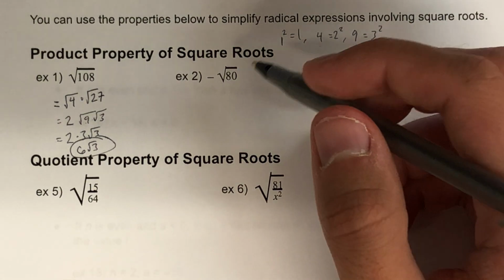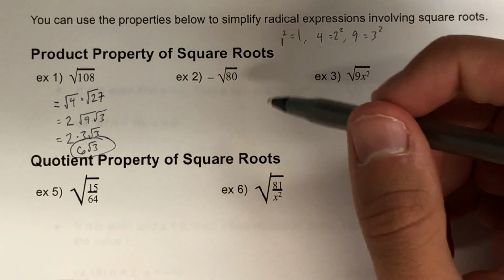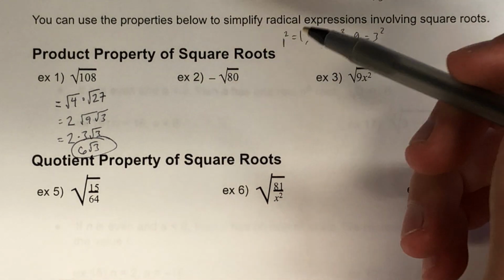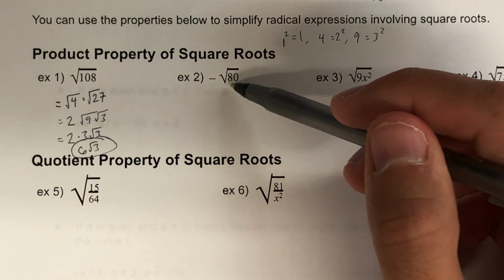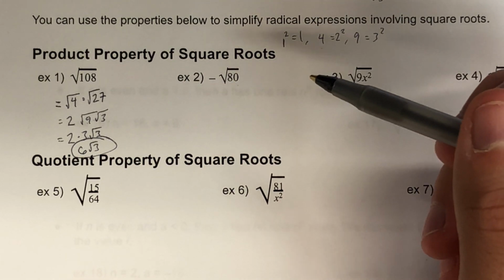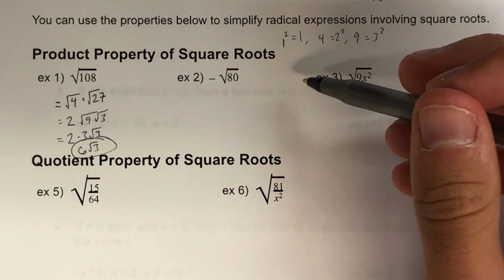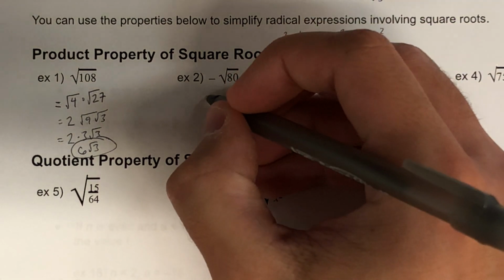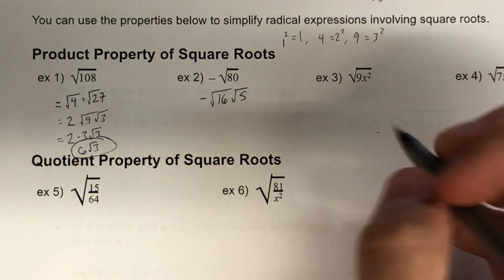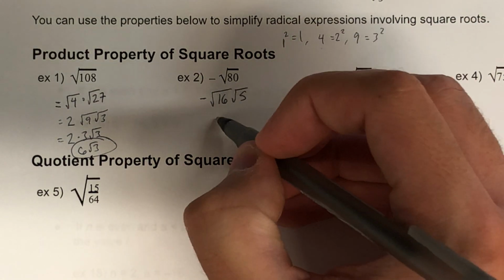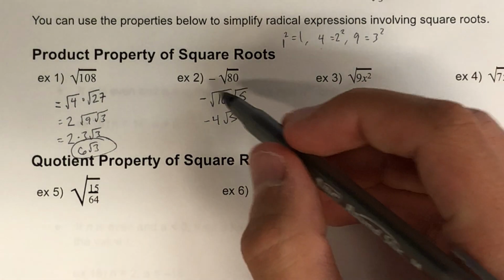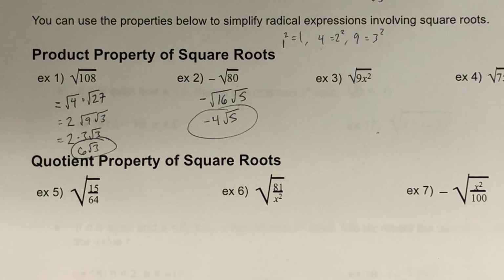Let's look at number 2. Again, we're looking for those perfect squares. If you can start with the largest possible perfect square, that'll reduce the number of steps. I'm noticing 4 would work. But what about 16? 16 times 5 will get us to 80. So 16 is a good place to start. Square root of 16 is 4. 4 root 5. That negative just stays on there.